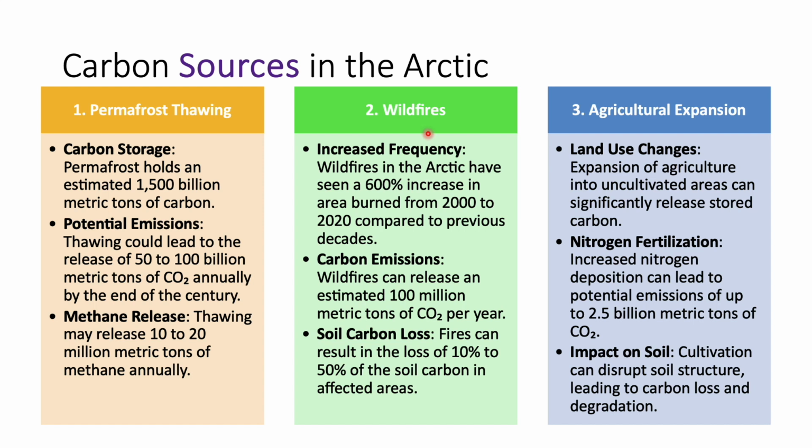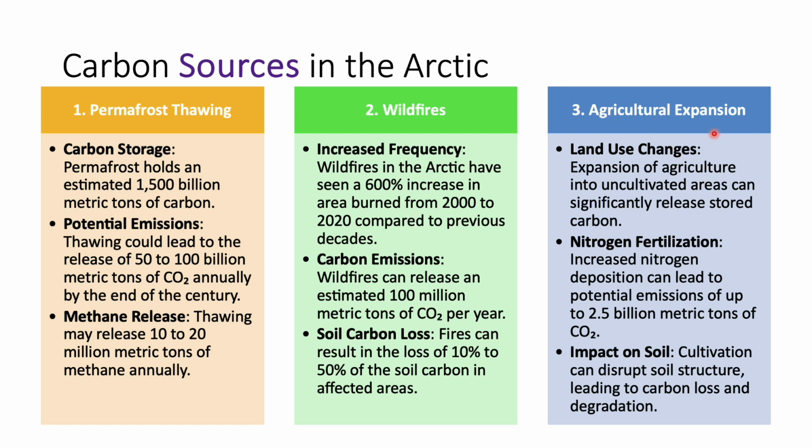The second one is wildfires. There is an increased frequency of wildfires occurring in the Arctic, and from 2000 to 2020 there has been around a 600% increase in wildfires. These wildfires can release something like 100 million metric tons of carbon dioxide per year. Due to wildfires there is also soil carbon loss, because this results in a loss of around 10 to 50% of soil carbon in the affected areas. So these are the second main source of carbon in the Arctic.